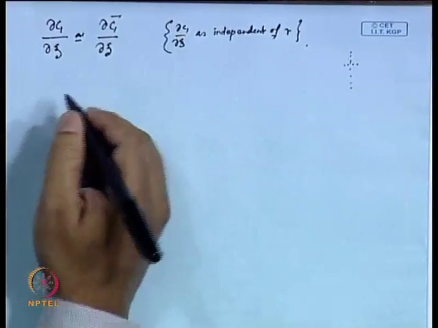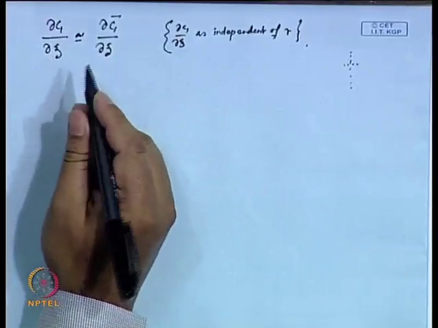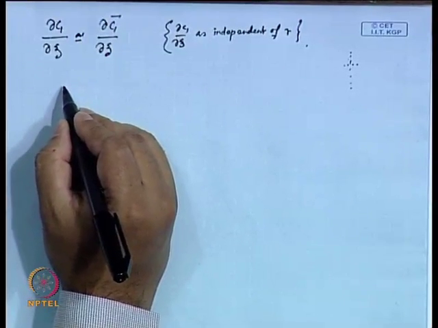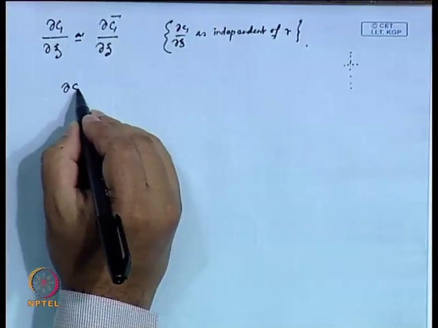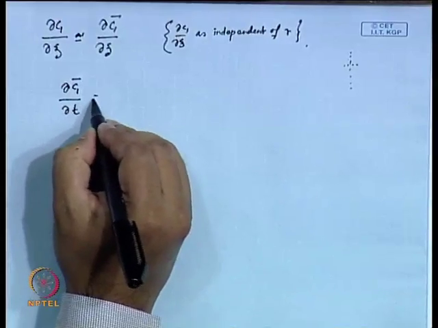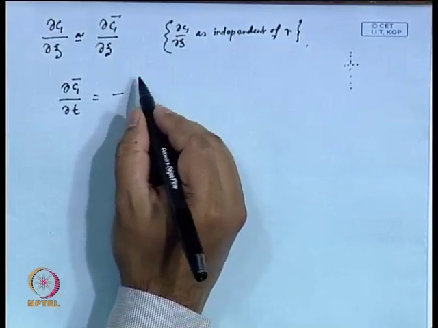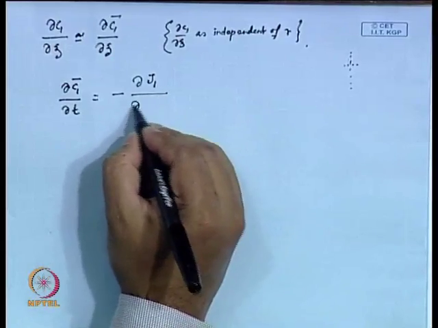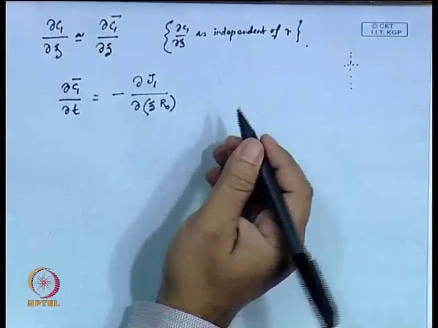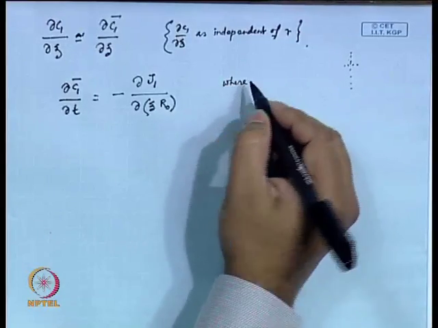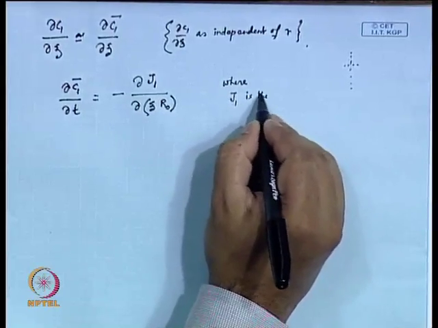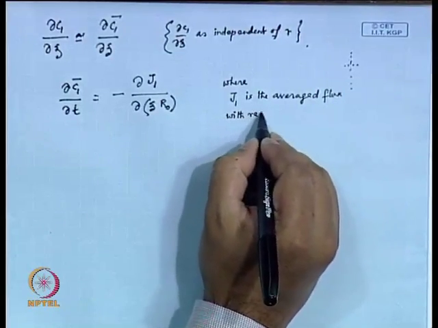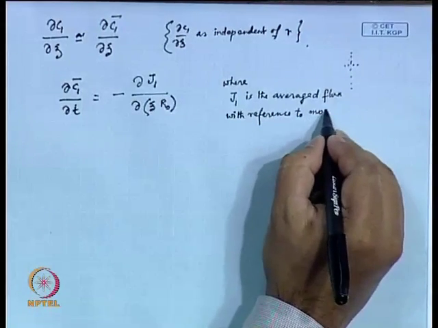With this assumption, what you can write in this case is del C1 bar del t is equal to minus del G1 del zeta r0, where G1 is the averaged flux with reference to the moving coordinate.